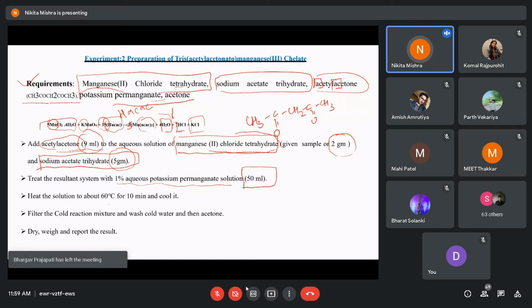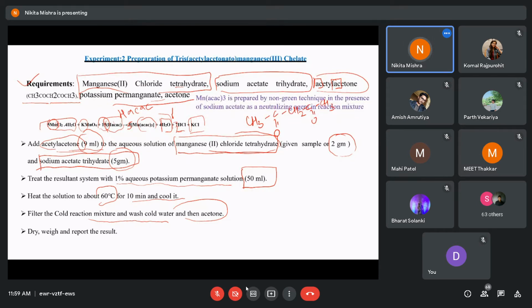Then we have to heat the solution at 60 degrees Celsius for 10 minutes. Then after that the reaction mixture will be cooled, we have to filter the reaction mixture, and then we have to recrystallize it with acetone. In a similar way to what we saw in the first practical, we have to dry, weigh and report the result.